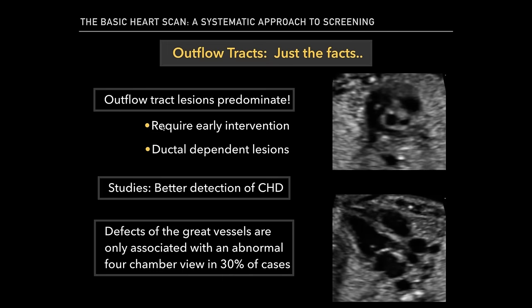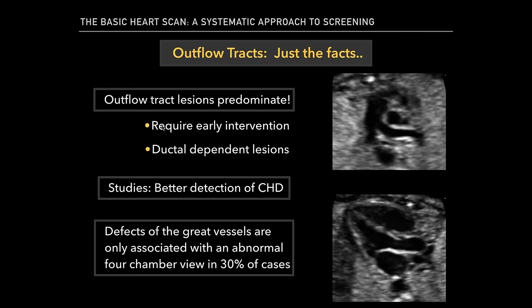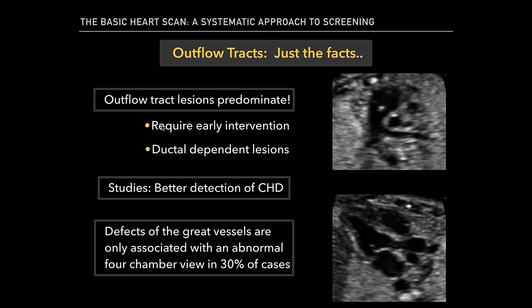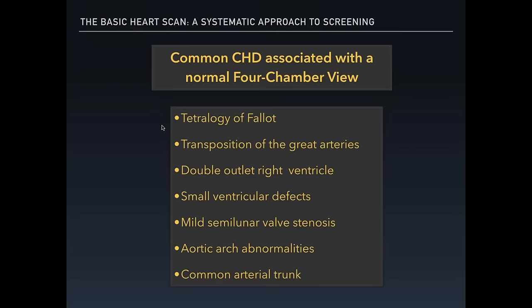Now the defects of the great vessels are associated with an abnormal four-chamber view in about 30% of cases. And here are just common congenital heart diseases associated with a normal four-chamber view, such as tetralogy of Fallot, transposition of the great arteries, double outlet right ventricle, aortic arch abnormalities, and common arterial trunk. So these are all complex abnormalities of the heart.